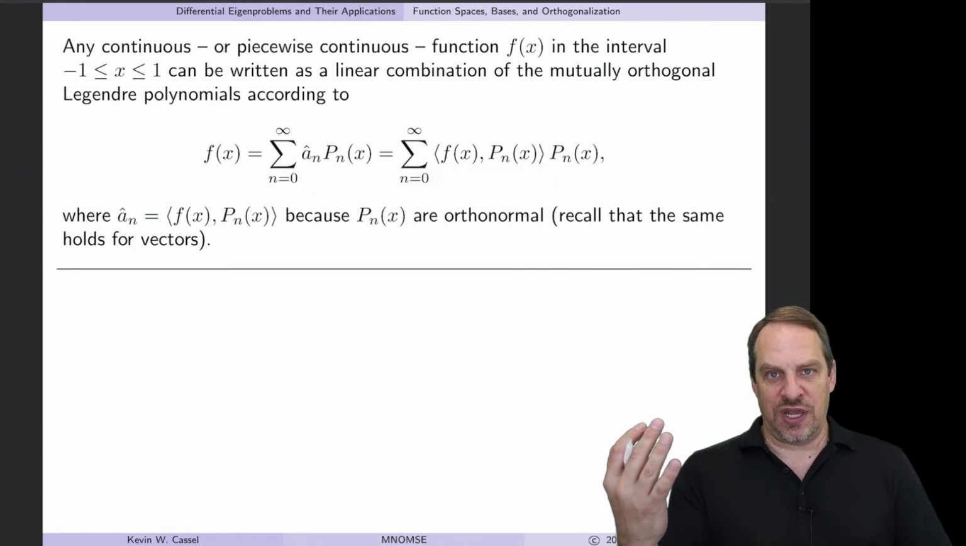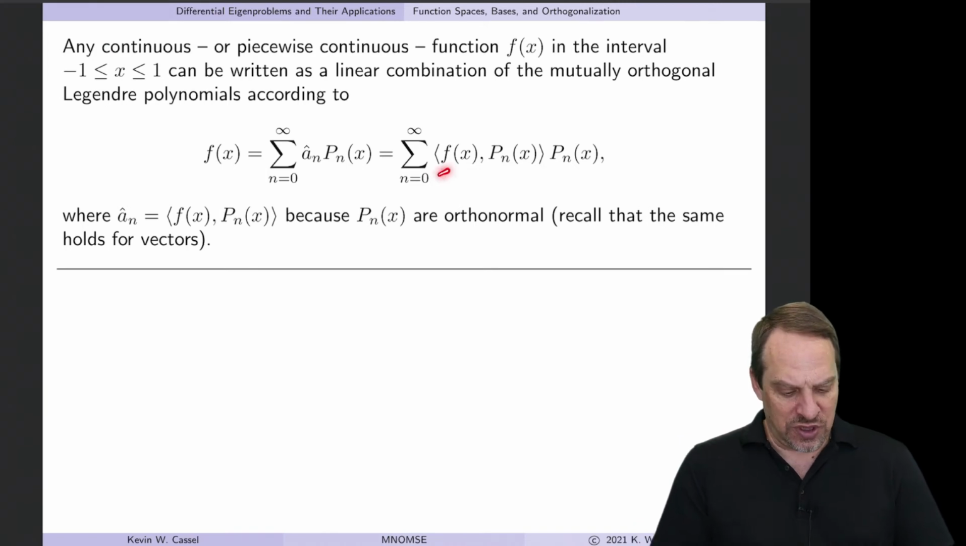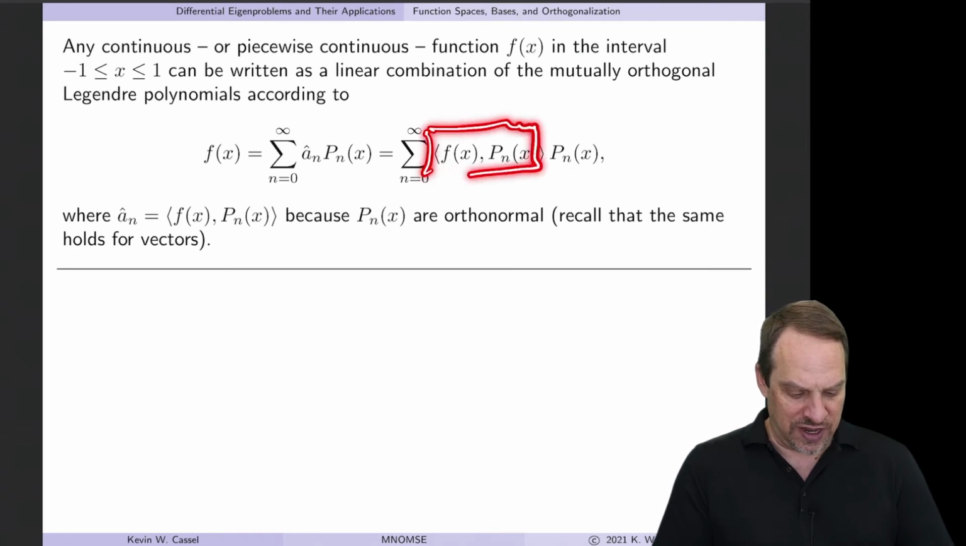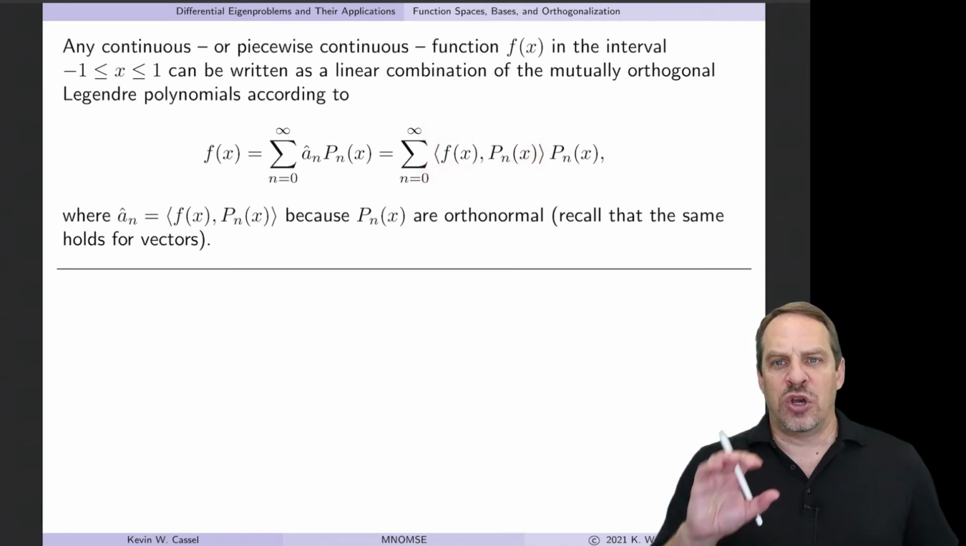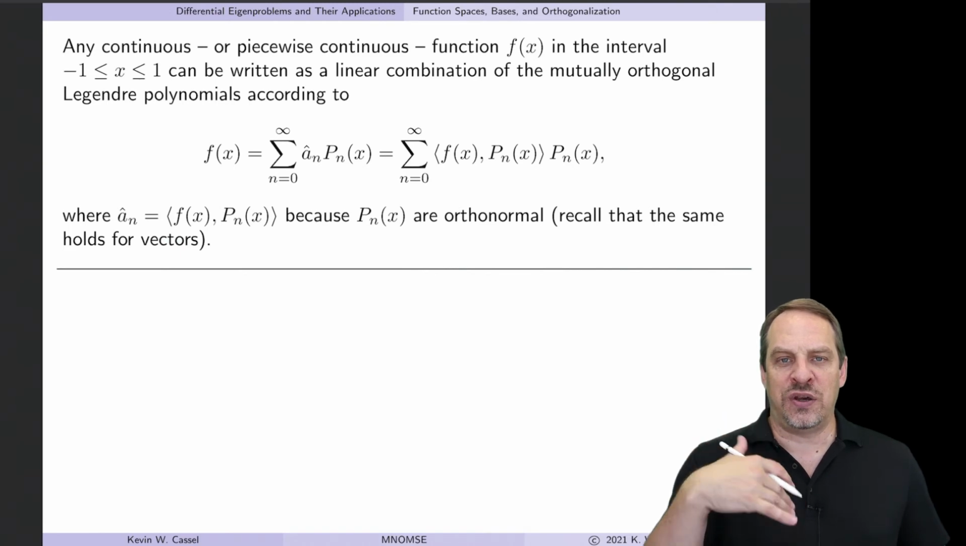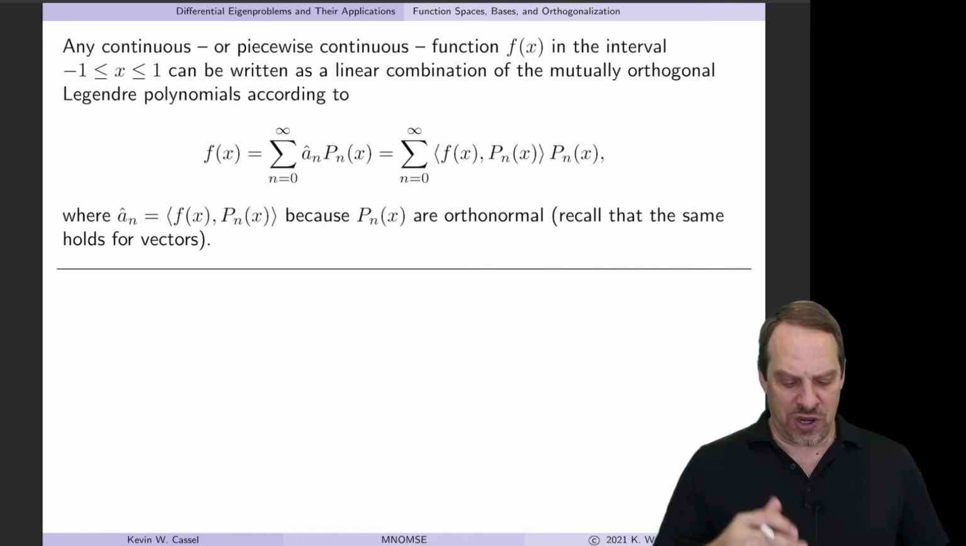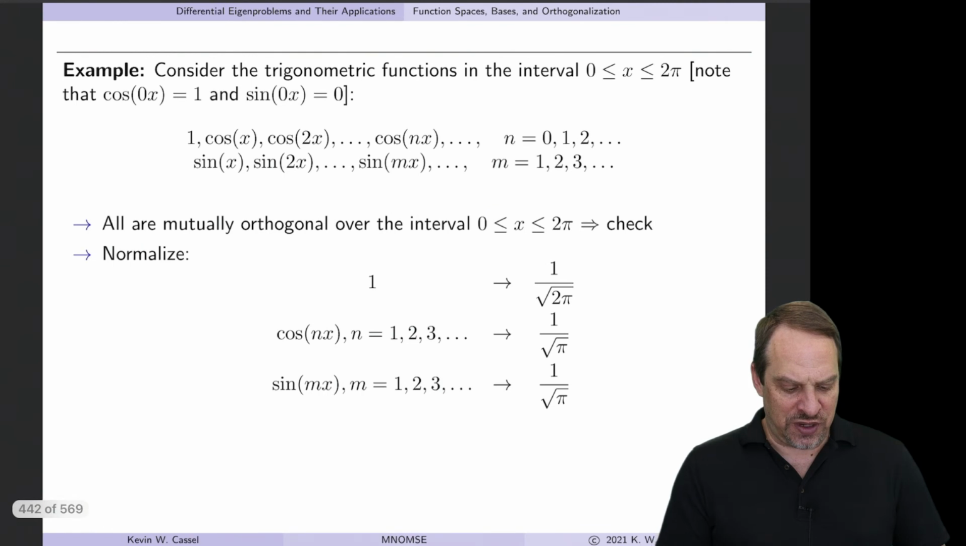Just like in the vector case, it's the projection of the function on each of the basis functions, and that determines the a(n) hat coefficient. Okay, so that was if we started with a set of polynomials, the x to integer powers. What if we start with a set of sines and cosines, so trig functions?